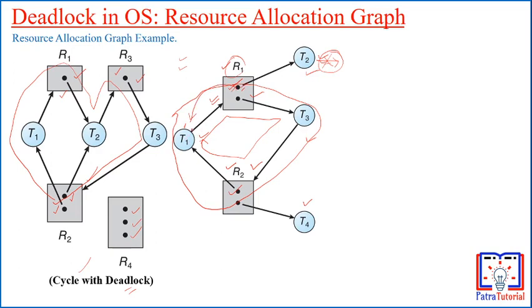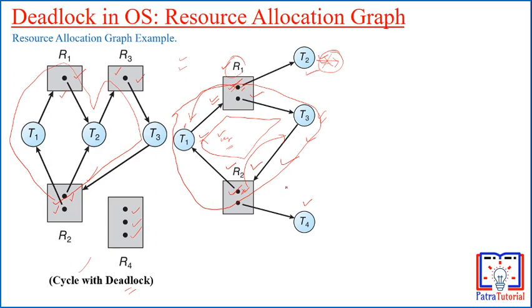Then T1 will continue its execution, and once it finishes, it will release this one also, because we have started with request, then use, and then release, right? So it will release the instance of R2, and then this can be assigned to T3, and if T3 gets the instance of resource type R2, it can also complete its execution. So finally all the processes will complete their execution. So in this graph also there is one cycle, but there is no deadlock.